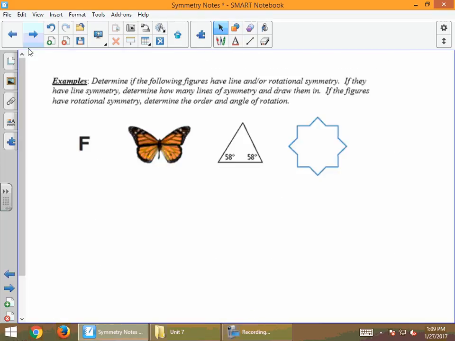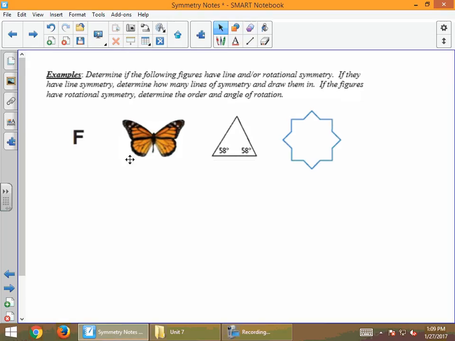So what we're going to do is we're going to be given different figures, and we have to determine if they have line symmetry, rotational symmetry, or both. If they have line symmetry, we're going to draw in the lines of symmetry and state how many they have. If it has rotational symmetry, we just have to give the order and the angle of rotation. So look at this first figure, F.